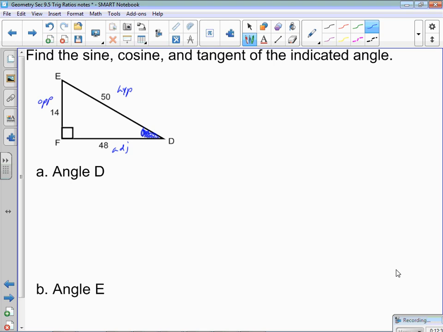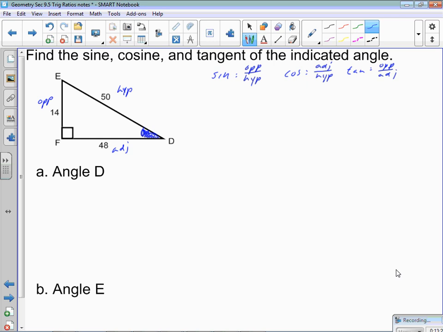All right. So I'll go ahead and put the trig ratios up here for us. Sine is the "some old hippie," right? SOH. So opposite over hypotenuse. Cosine is CAH, "caught another hippie." So adjacent over hypotenuse. And tangent is the "toa" part. So TOA, opposite over adjacent.